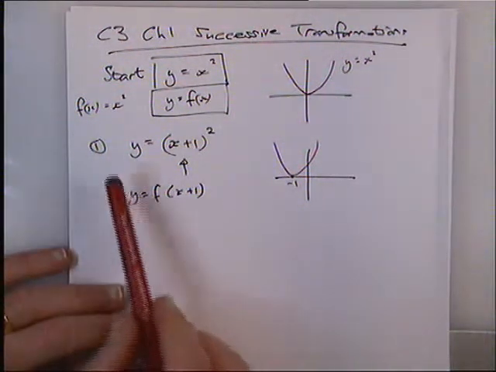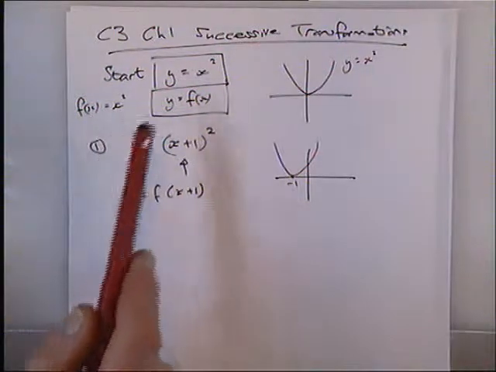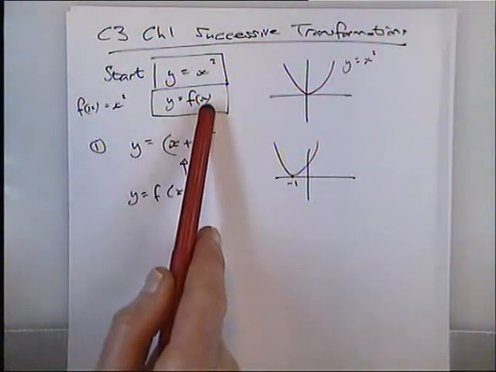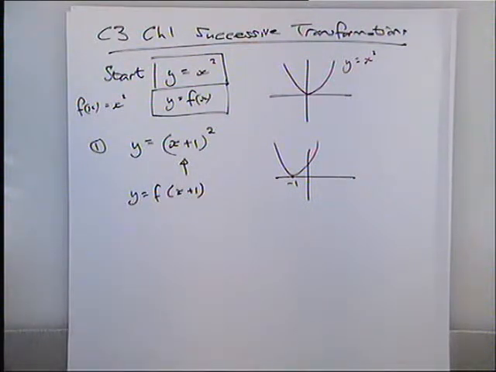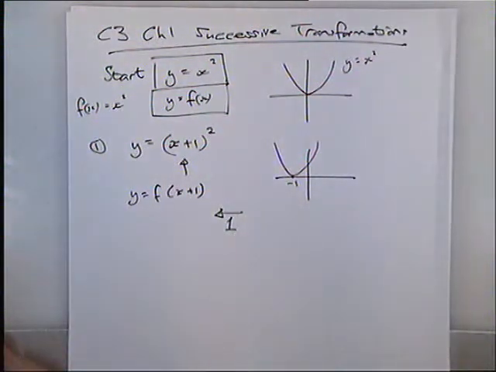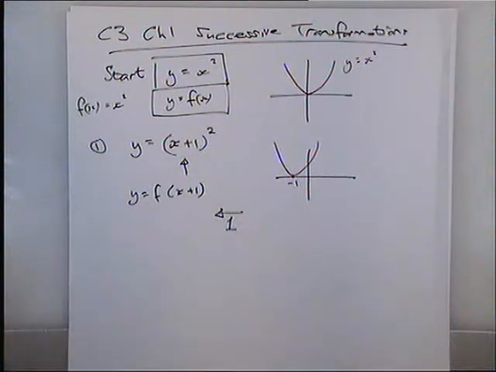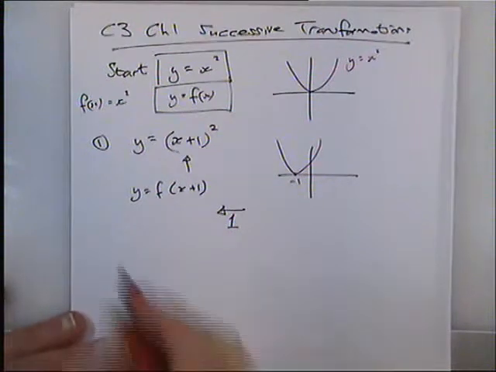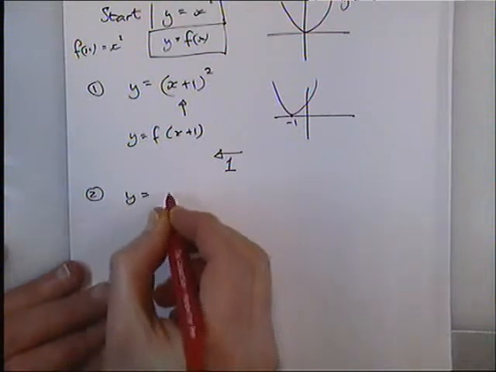So, okay, first one we looked at was y equals x plus 1 all squared. So what has happened here is, what was in the bracket here was an x, what's in the bracket here is an x plus 1. We said last time that that is a shift left of 1 unit. So f of x plus 1 is a shift left of 1 unit. That's as far as we got last time. That was graph 1.